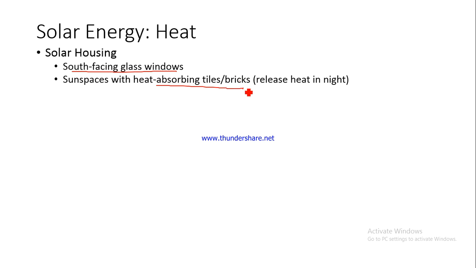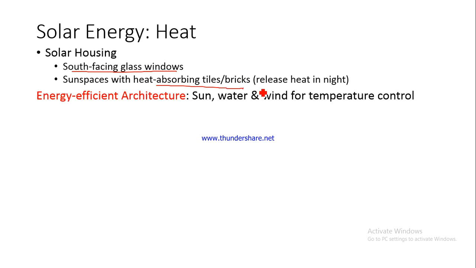So it would raise the temperature inside. So these tiles and bricks are actually moderating the temperature. During the morning and the afternoons they are absorbing the heat, so the temperature does not rise too much. On the other hand, in the evenings and the nights, they release heat so that the temperature does not fall too much. So this kind of moderation effect is there because of these sun spaces with heat absorbing tiles and bricks. Now we have got energy efficient architecture also.